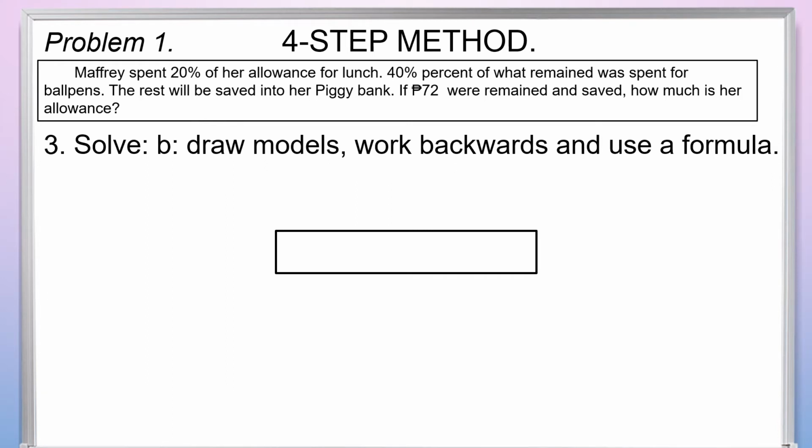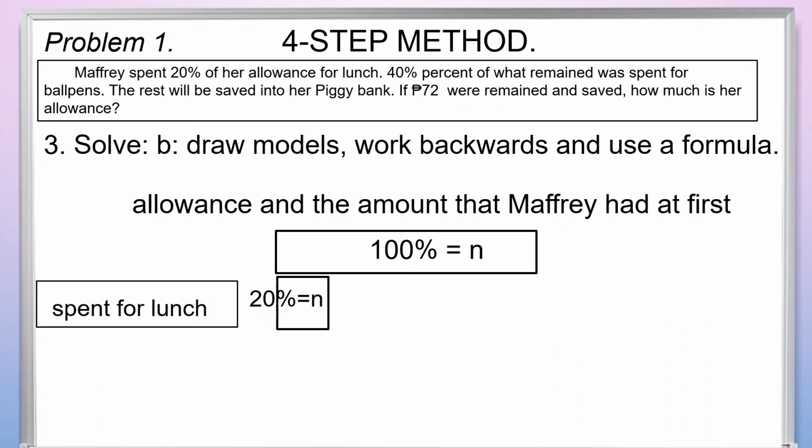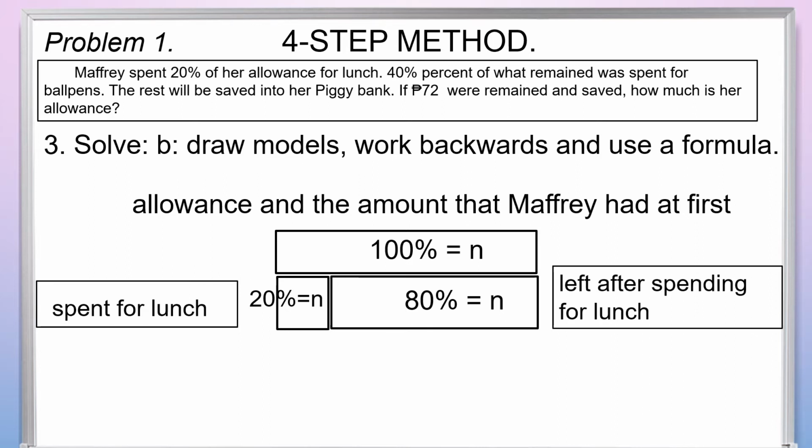This model represents Math5's allowance. It is also the amount that she had at first, so it is 100%. I am going to divide the model into 2. One part is for 20%, the rate that she spent for lunch. The other part is 100% minus 20% equals 80%. It is what was left after spending for lunch.